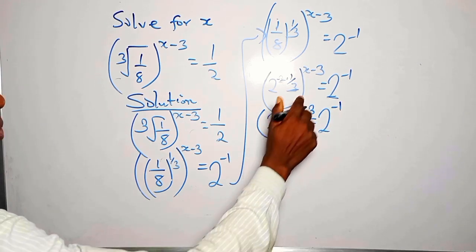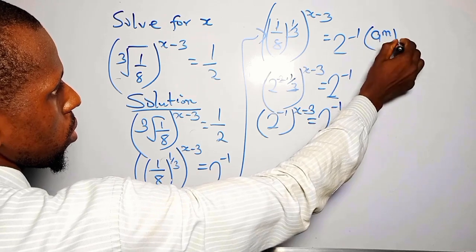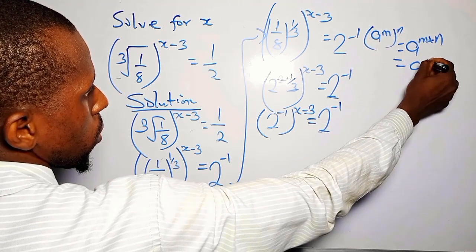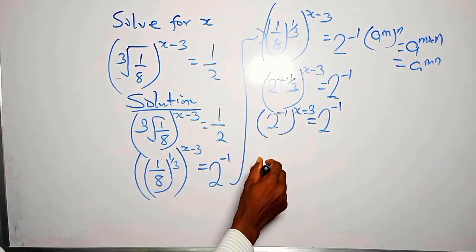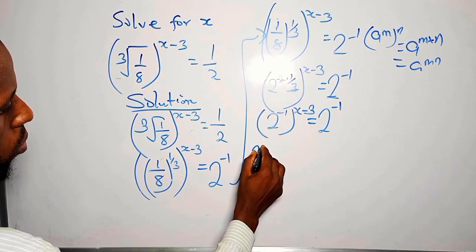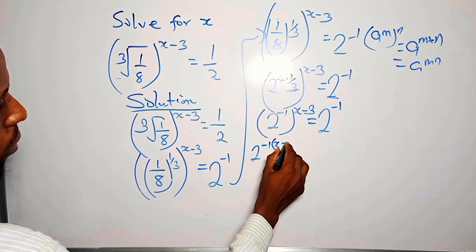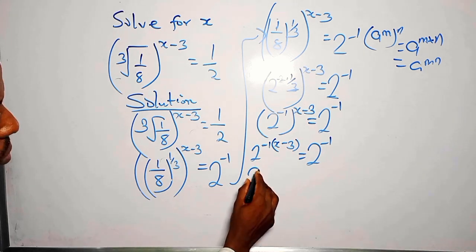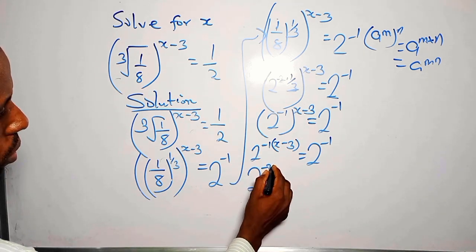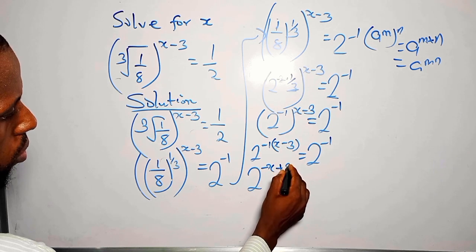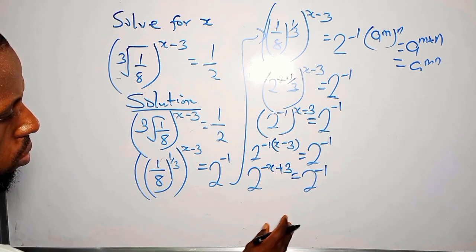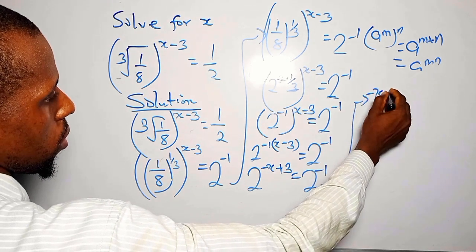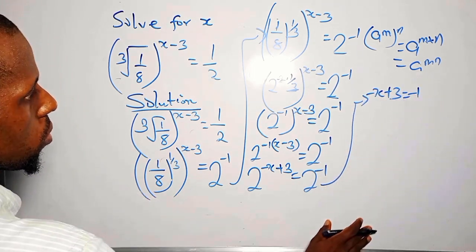So when we apply the exponent law, we have something like this. It is saying a raised to power m, all raised to power n, that is a raised to power mn. So when we apply it here, we have 2 raised to power minus 1 times x minus 3 equals 2 raised to power minus 1. So minus 1 times x is minus x. Minus 1 times minus 3 is plus 3. Equals 2 raised to power minus 1. So we take the power. So when we do that, we have minus x plus 3 equals minus 1.